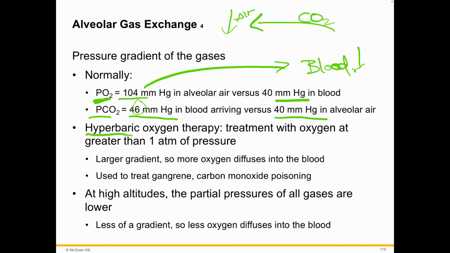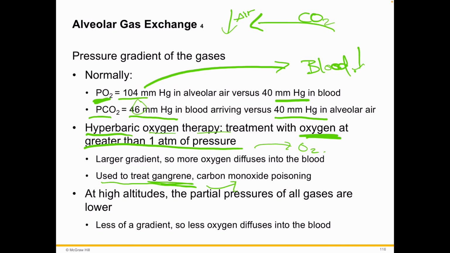There's a concept of hyperbaric oxygen therapy. What that means is treatment with oxygen at greater than 1 atm of pressure. The idea is you're driving oxygen faster into the blood. Maybe you have some kind of resistance for whatever reason, and that would theoretically help by really forcing the pressure higher. So it forces the oxygen into the blood more efficiently, hopefully. So we'd use that for various treatments like gangrene, because these microbes don't love oxygen, and also carbon monoxide poisoning, to restabilize the oxygen levels in the blood because of the reactivity.